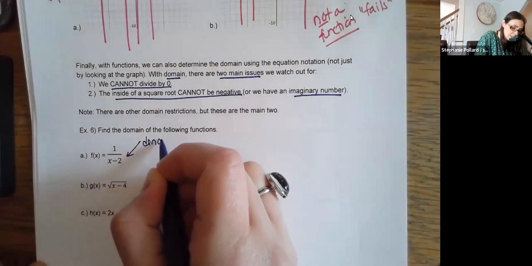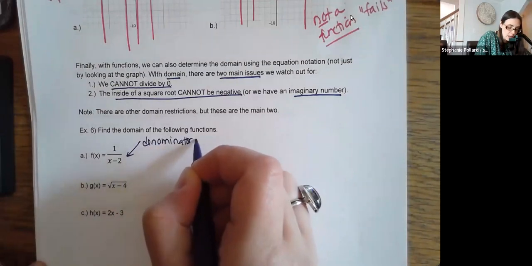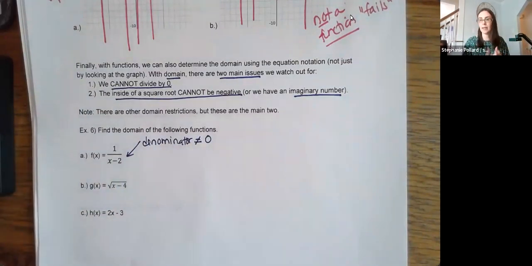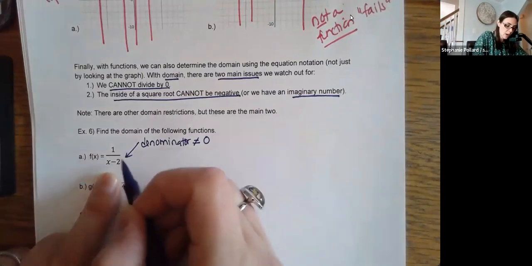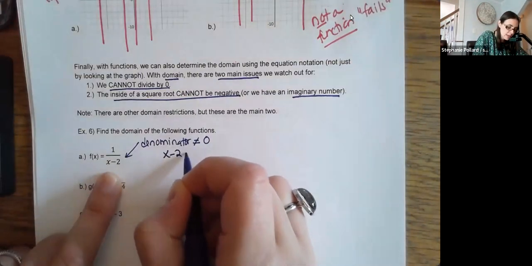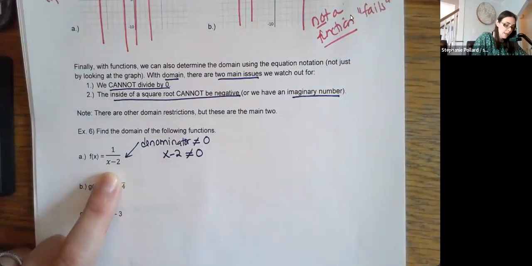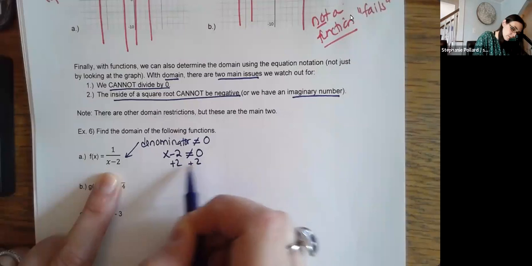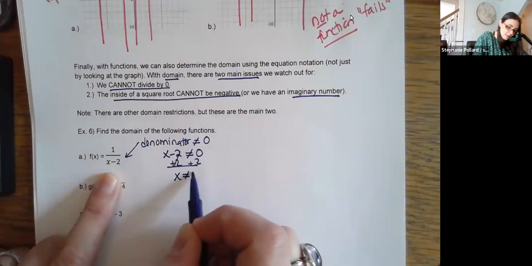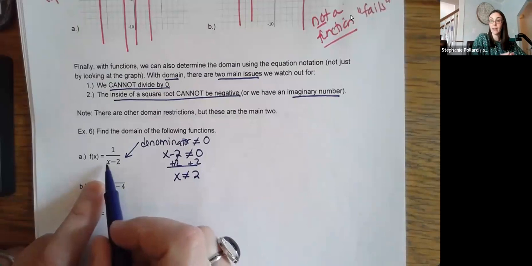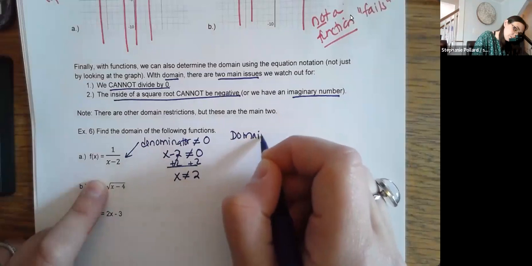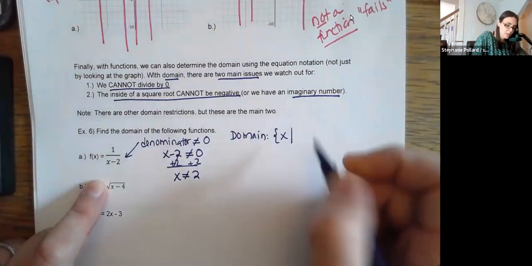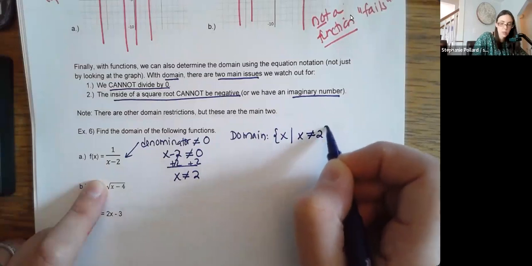Notice in the first example, I have a denominator, right? So I need to make sure my denominator is never 0. I cannot divide by 0. It's undefined. So what I do here is I take my denominator, write it, set it not equal to 0, and solve for x. And I see here that x cannot be 2. If I plug in 2, I would get a 0 in my denominator. So for my domain then, it's all numbers x such that x is not equal to 2.